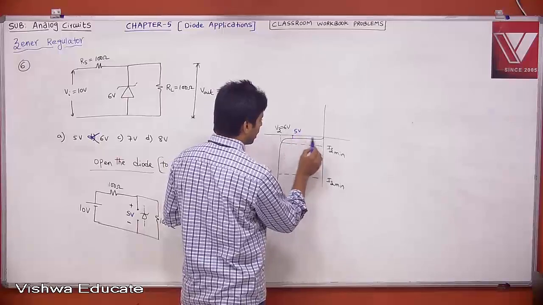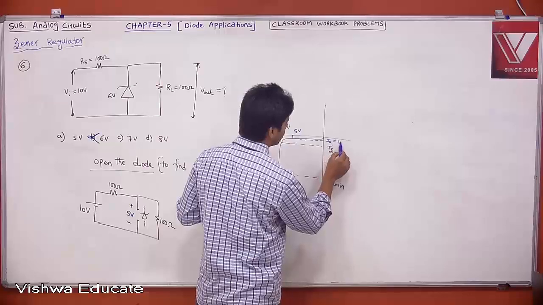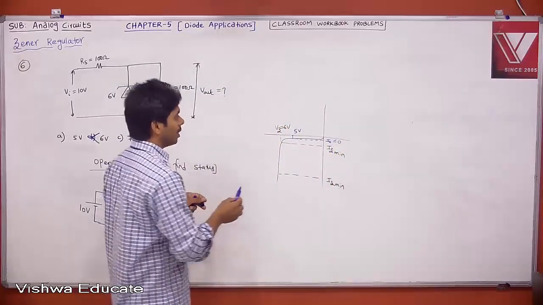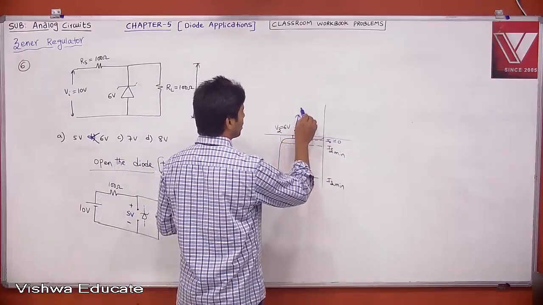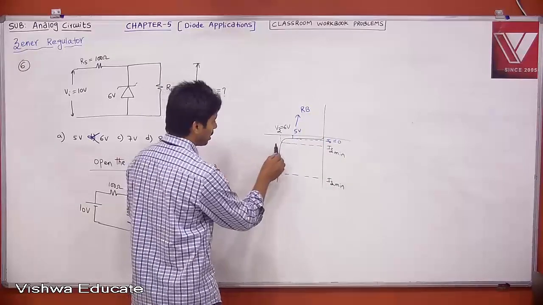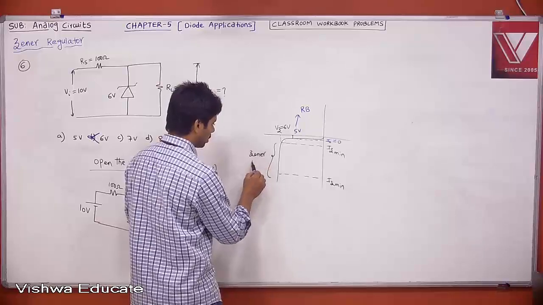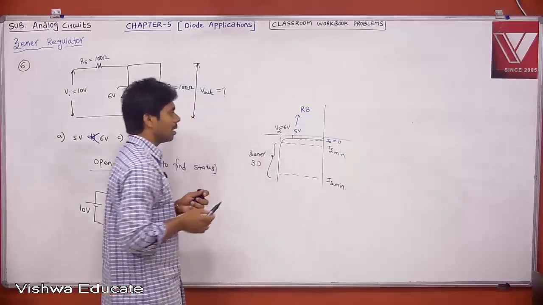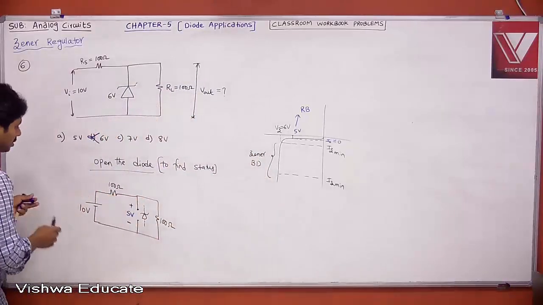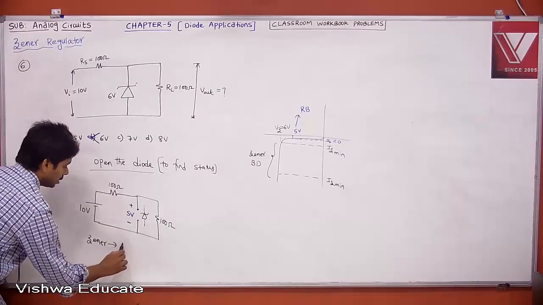Then what is the current? The current is almost 0. This is nothing but a reverse saturation current, which is almost 0. Therefore, this is nothing but your reverse bias. The Zener diode is in reverse bias, and this is our Zener breakdown. Therefore, what is the status of the diode? Your Zener diode is in reverse bias.